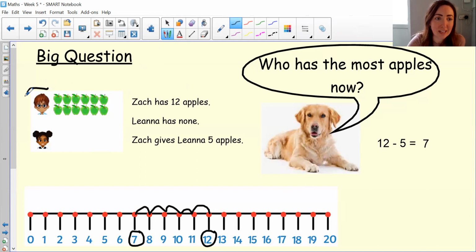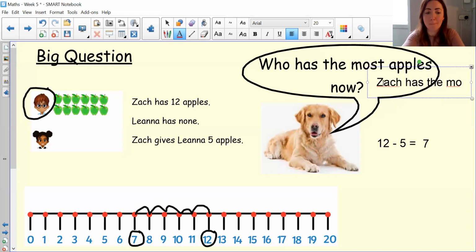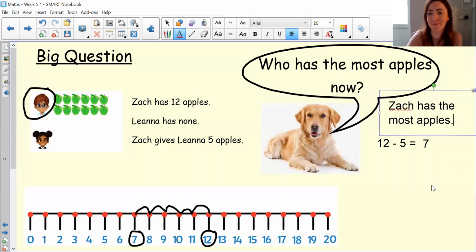So, let's answer Stevie's question. Zach has the most apples. There we go. Well done if you got the same answer.